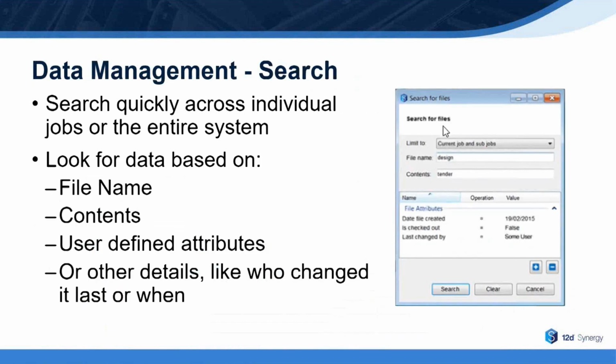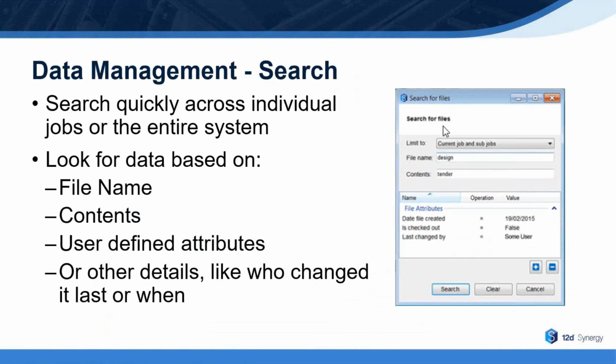Now, having all this data is really good, but it's no good if you can't actually find it. So hence, we've made the searching in Synergy very, very powerful. Not only can you search on the file names, but we also index all the contents of files. So, for example, you can search through the contents of things like emails, PDFs, DWGs. You also have the ability to search on your metadata. For example, show me everything that Junior's been working on with the word estimate in it that they worked on in the last 2 weeks.